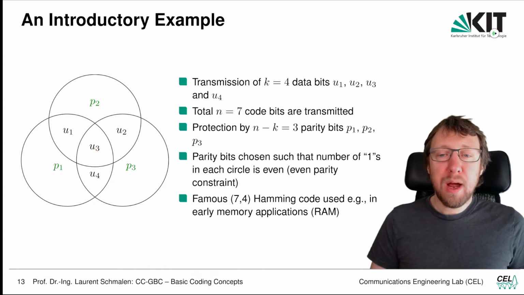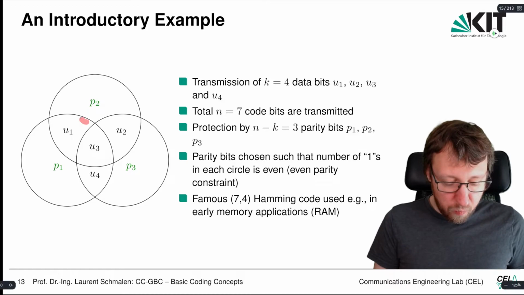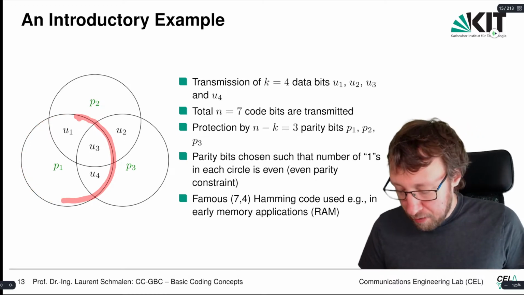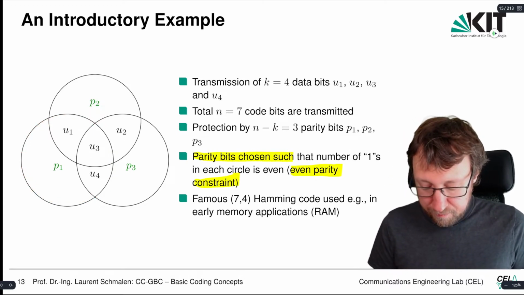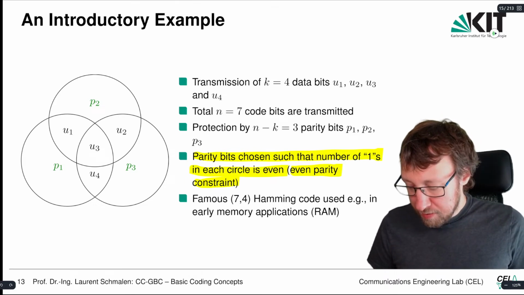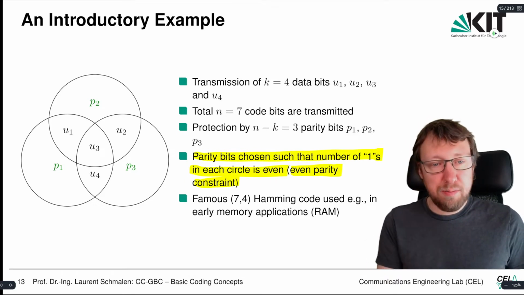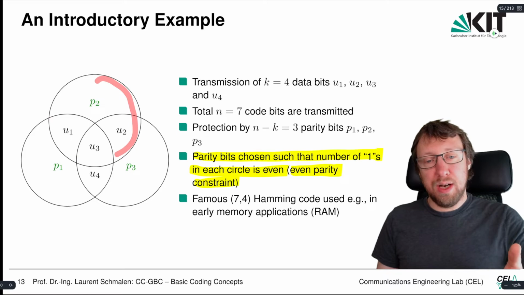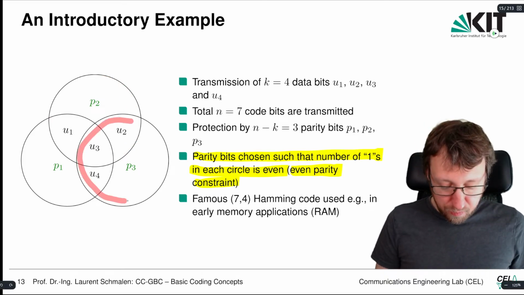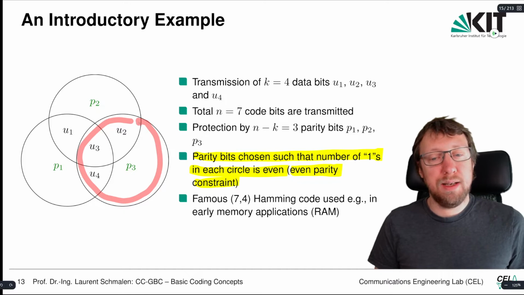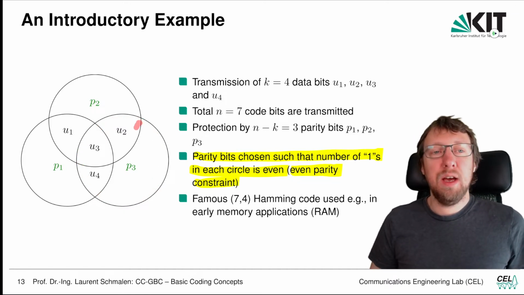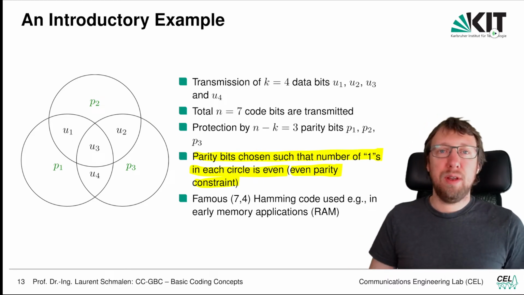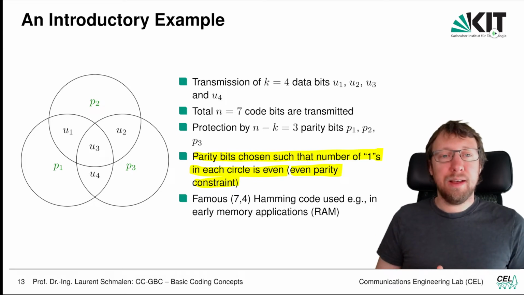Now we choose the parity bits such that the number of ones in each circle is even. That's called an even parity constraint. So we have 3 circles, and in each circle there's only a single parity bit. So that's something that we can easily do. We can process each circle after each other, and we select the P such that the number of ones in each circle is even. This is essentially the very famous 7-4 Hamming code that Richard Hamming came up with for protecting the data in his electromechanical computing device.